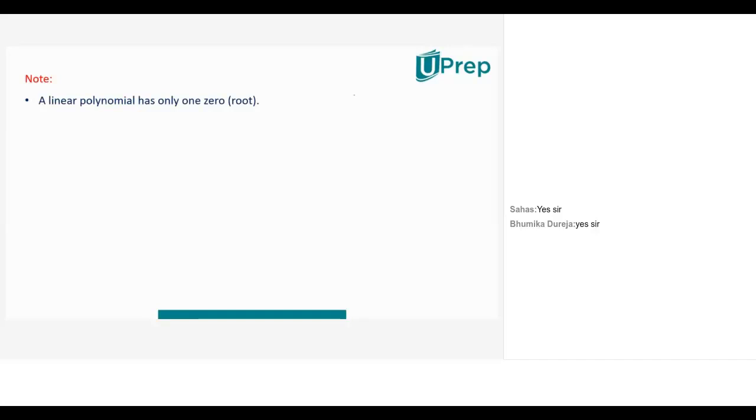A linear polynomial has only one zero. That means if a first degree polynomial is there, it will have only one place where it becomes 0. Let us check this. Suppose I have 2x minus 4. Is this a linear polynomial? Yes. First degree only. Highest degree is 1. The next term is of 0 degree. So this is linear. At what value of x will this become 0?